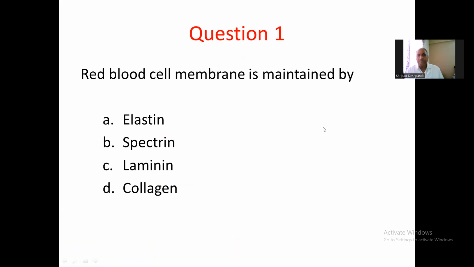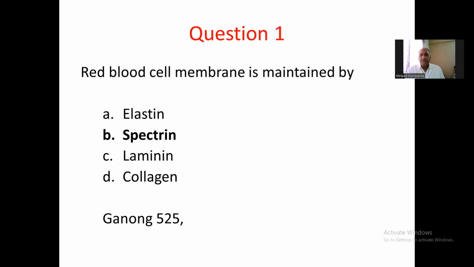Question number 1. Red blood cell membrane is maintained by A. Elastin, B. Spectrin, C. Laminin, D. Collagen. The answer is Spectrin. At the bottom, I have mentioned the reference. Elastin, laminin, and collagen are not participating in the red cell membrane.